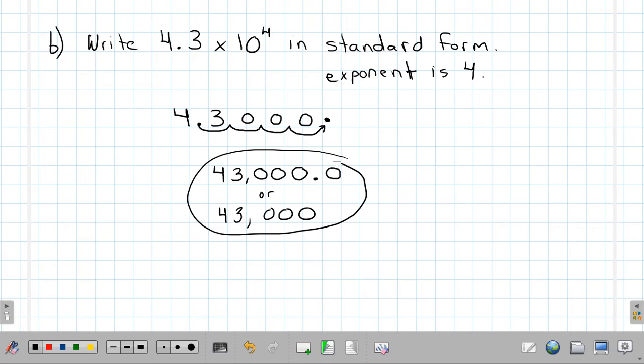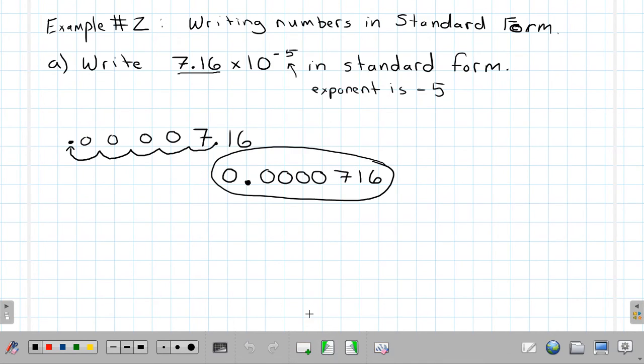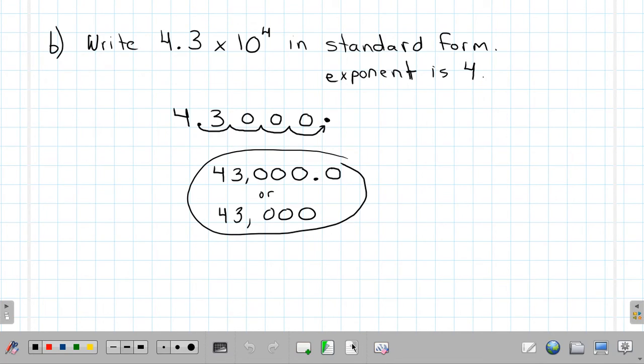Now, like I said, if there was a 0, okay, so let me just point out, if this was maybe 10 to the 0, then this number would just stay 4.3. We don't move the decimal place anywhere, okay? So 4.3 times 10 to the 0 would just be 4.3. 7.16 times 10 to the 0 would just be 7.16. So we don't move the decimal place at all if the exponent is 0. But if it's positive, we move it to the right. If it's negative, we move it to the left, okay?